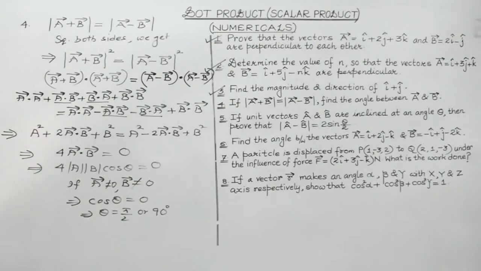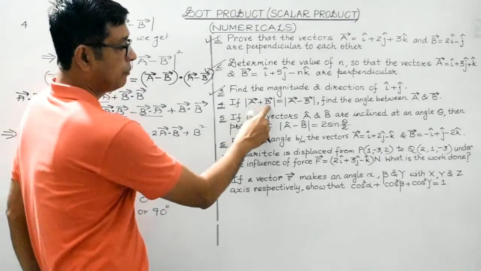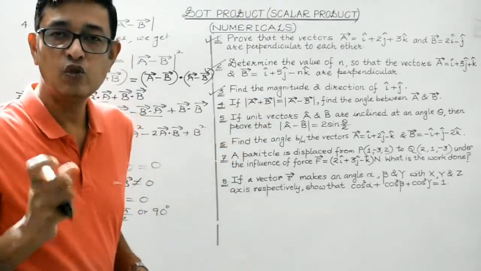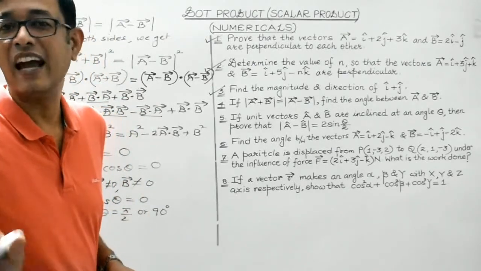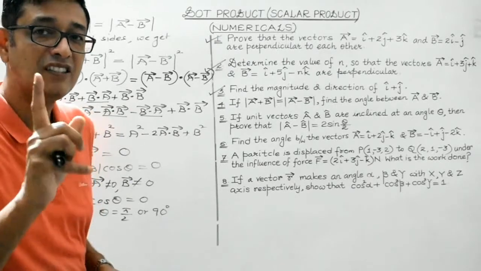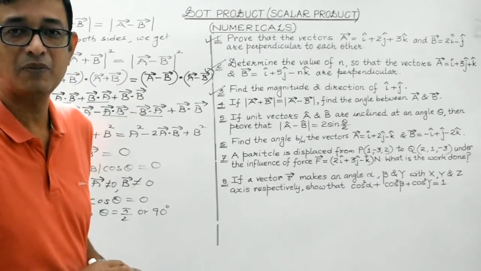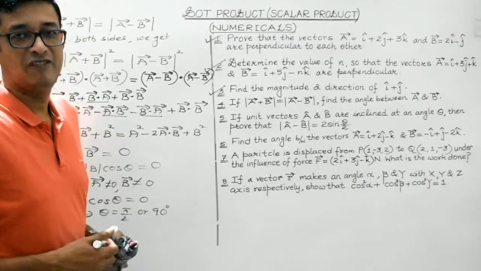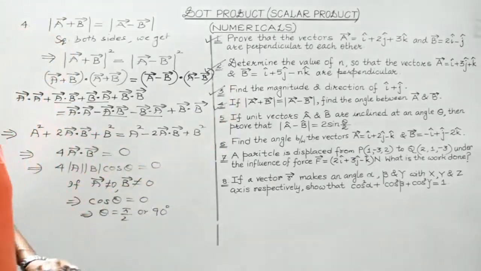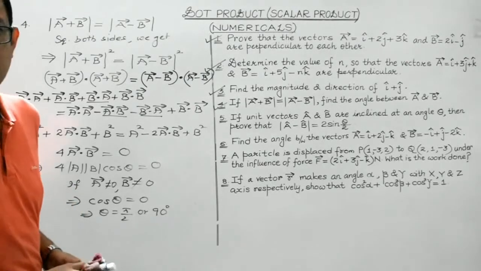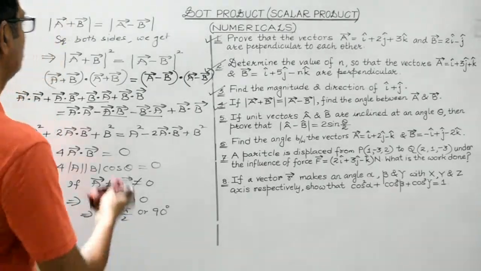So students, if magnitude of A plus B is given to be equal to the magnitude of A minus B, it clearly suggests that the angle between A and B must be 90 degrees. That is, A vector and B vector must be perpendicular to each other. Clear? So this was quite an interesting question. Okay, let's proceed to the next question, which will be done in a similar manner.